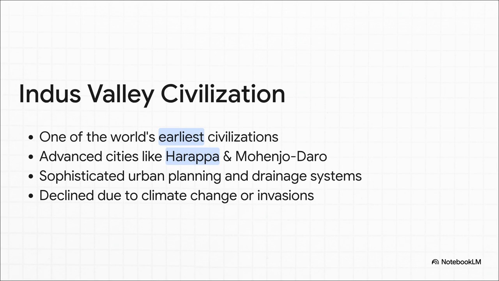And get this, it was one of the world's very first major civilizations. We're not talking about a few huts here. We're talking about huge, brilliantly planned cities like Harappa and Mohenjo-daro, with things like sophisticated drainage systems that were light years ahead of their time. And then, poof, they just disappeared. It's one of history's great mysteries.